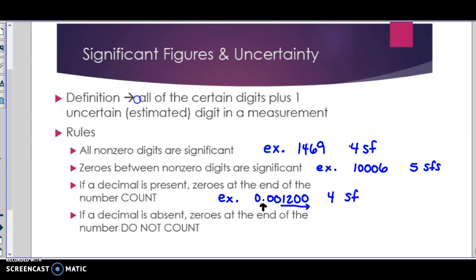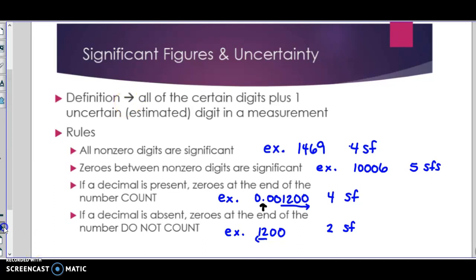If instead I gave you just this number, the decimal is not shown, so it's not present, it's absent, and therefore those zeros do not count. The only two numbers that do are these two, so this number would be 2 significant figures.